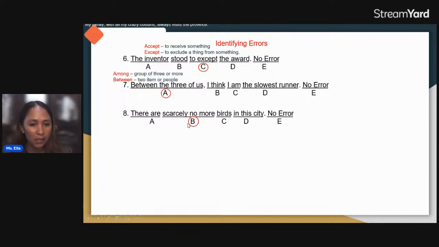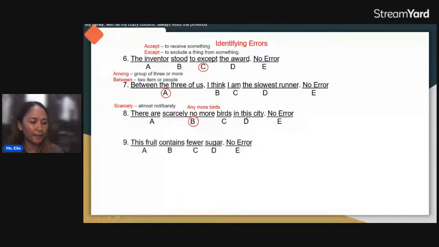Scarcely here means almost not or barely. That means it's a double negative. Almost not or barely, and then we have no here. That means it's a double negative already, and they cannot coexist. That means instead of no, we should use any. Okay, so let's continue.